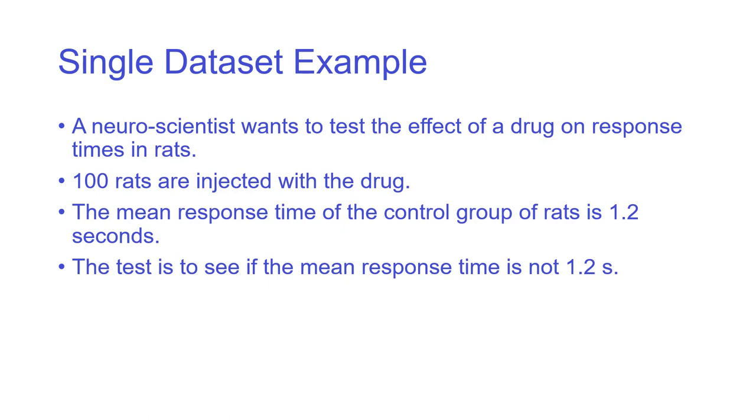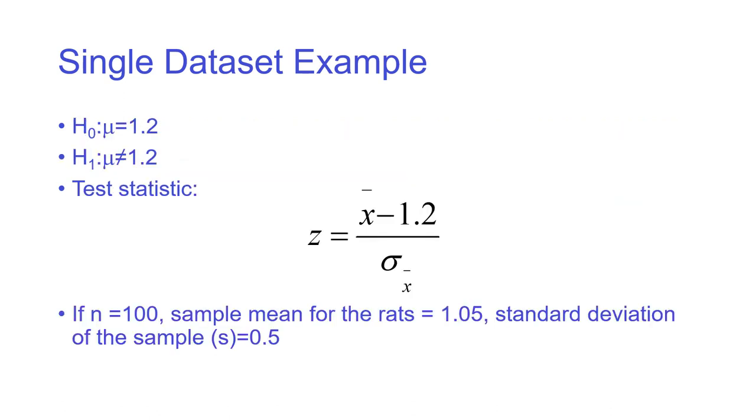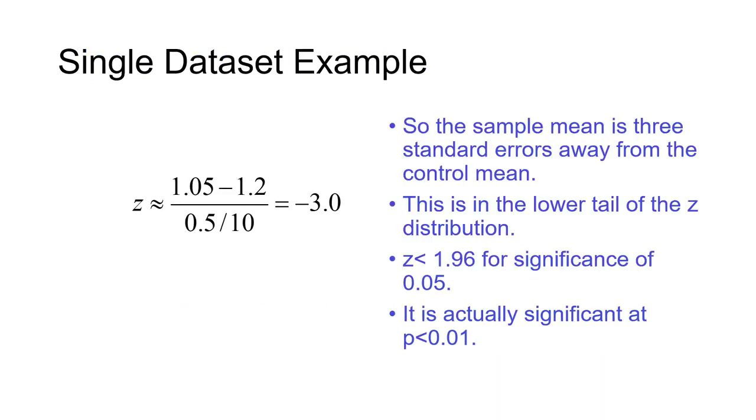The test is to see if the mean response time is not 1.2 seconds. So H0: mu equals 1.2, H1: mu does not equal 1.2. The test statistic is Z equals the mean of your sample minus 1.2 divided by the standard error of the mean. N equals 100. The sample mean for the rats is 1.05 and the standard deviation of the sample is 0.5. So therefore, let's fill in the numbers into the formula.